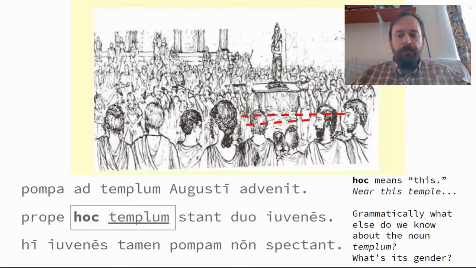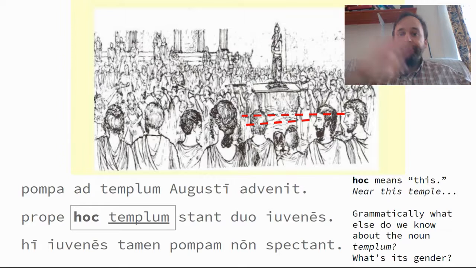Hoc templum. Hoc comes from the same word meaning this. Tell me one more thing about templum. What do we know about it? Specifically, what is the gender of the word templum? Be careful with this one. So they're not watching the parade. What are they looking at? They're looking at Helena. That's it.